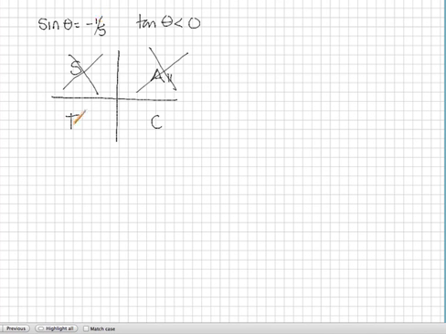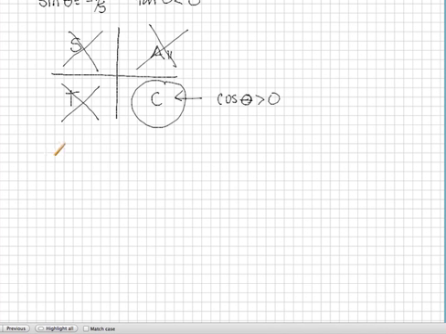Tangent is positive in this quadrant, and we were also given the specification that tangent is less than 0, so it's not over there. So the only thing we're left with is the fourth quadrant. So it looks like whatever our value of cosine is, it's going to be positive. So let's just go ahead and note that so we don't forget. All right. Let's go ahead and get down to the computations.